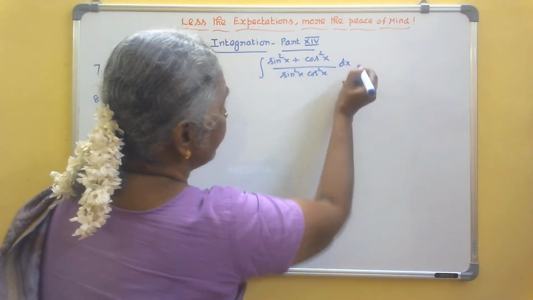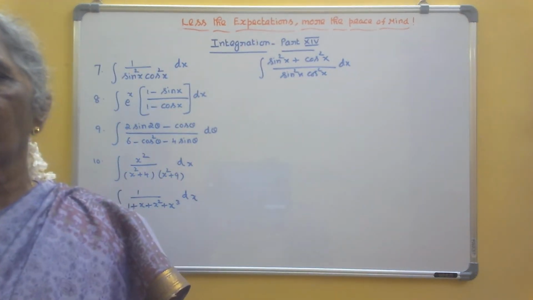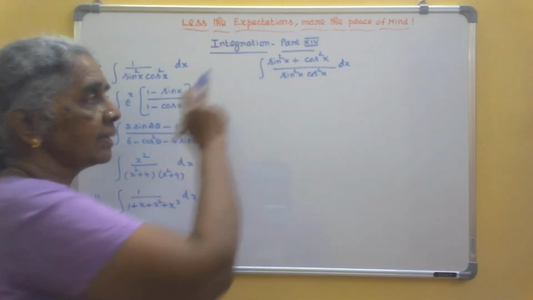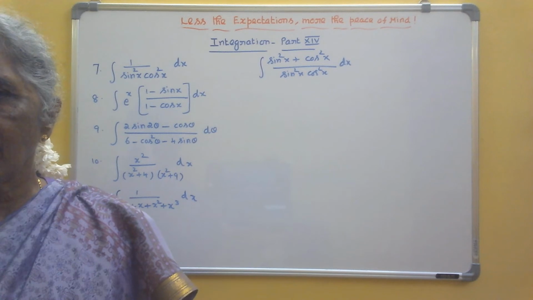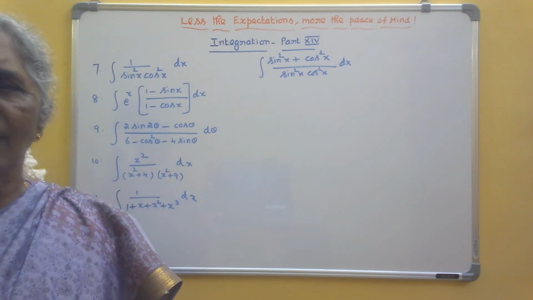x dx. Now, you split it into two integrals. In the first part, sin squared x will get cut. In the second part, cos squared x will get cut. Then you will easily integrate.